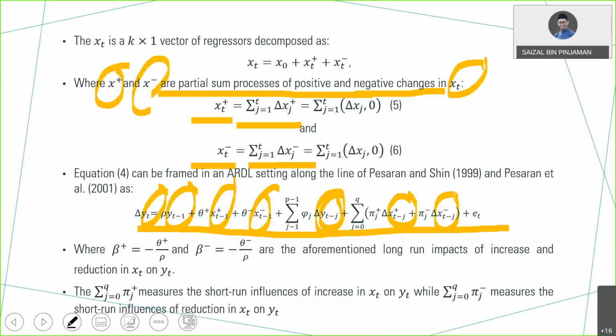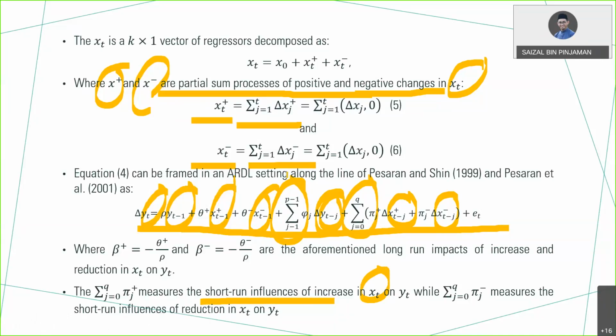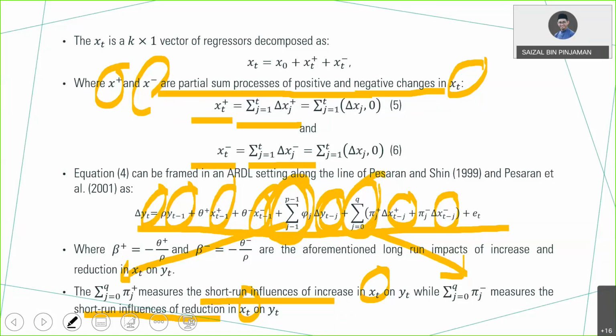So we refer to this summation notation to measure the short-run influences of increase in the independent variable, as well as the short-run influences of reduction in the independent variable. So we look into the notation to study the short-run relationship, while we can refer to the theta values over here to study the long-run relationship.